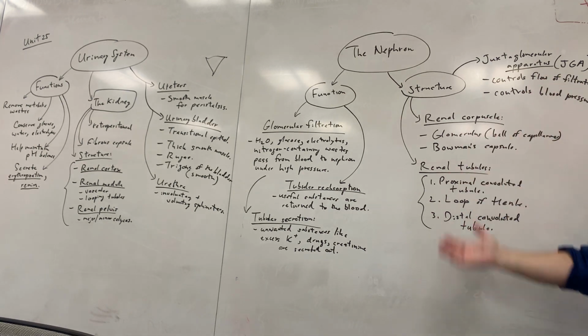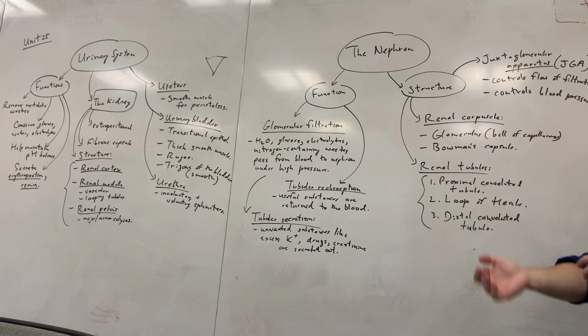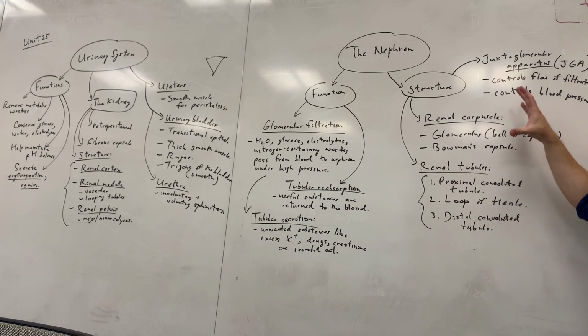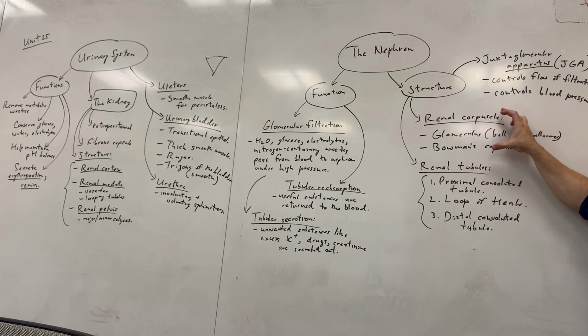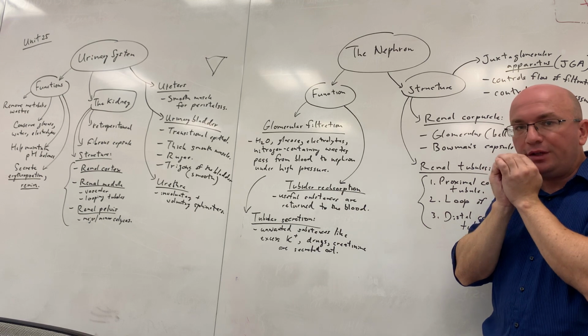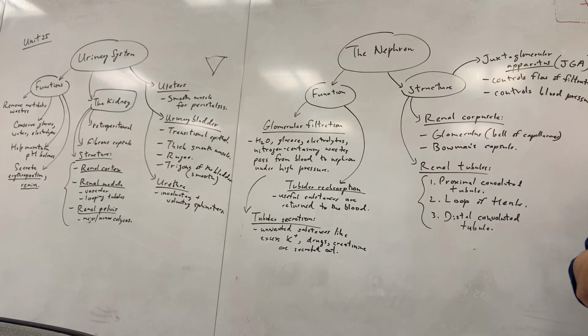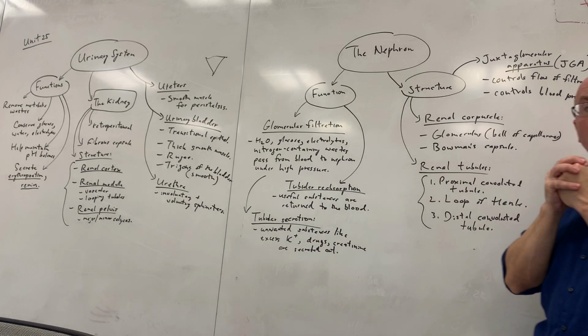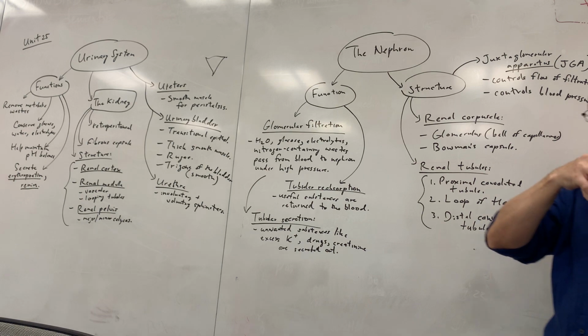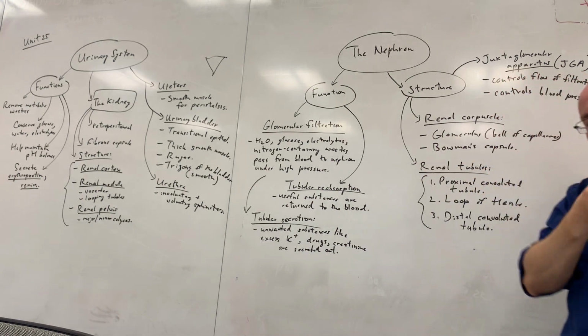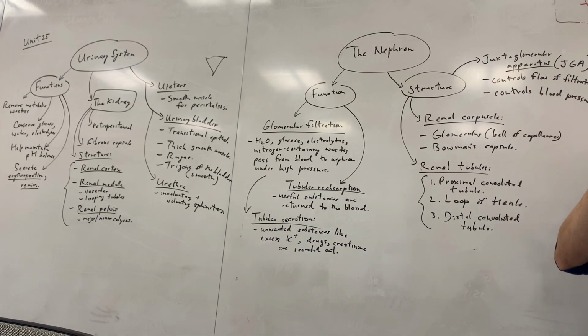Now, what are the main structural components of the nephron? Essentially, you can split it into two main areas. We have the renal corpuscle. Okay, it's like a renal body, the beginnings of the nephron, where that glomerulus is, that ball of capillaries where filtration starts, and then the rest of the renal tubules. Now, that ball of capillaries also is enclosed by what's called the Bowman's capsule. This is where we start to catch the filtrate and continue the process of filtration there.